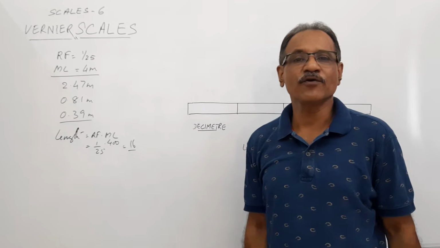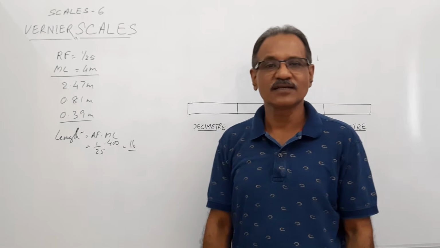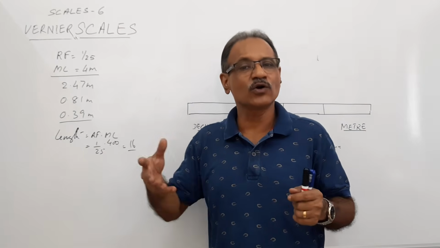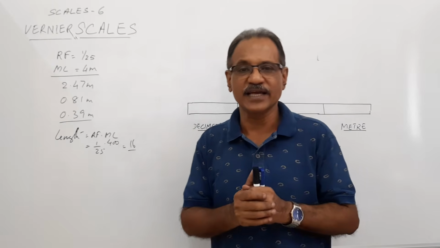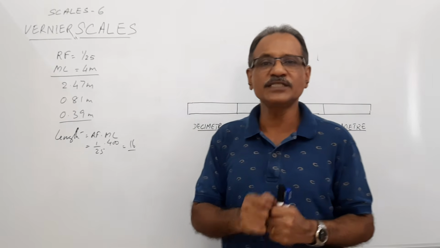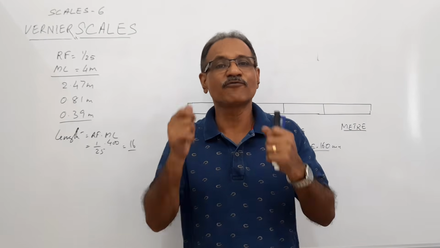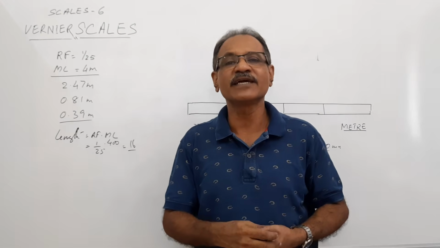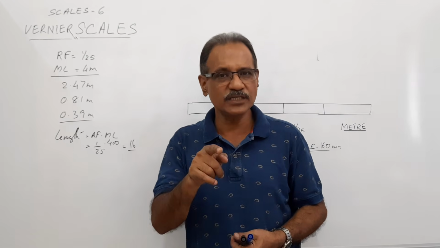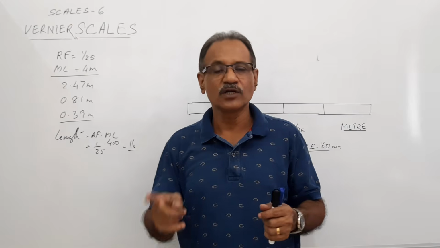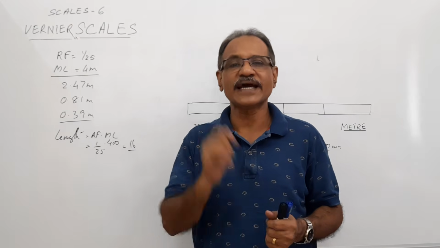In Scales 5, we have drawn a Vernier scale which is backward reading or indirect reading or reverse reading. The same question we are going to draw as a forward reading or direct reading Vernier. Same question in Scales 5, drawn as forward reading or direct reading Vernier.